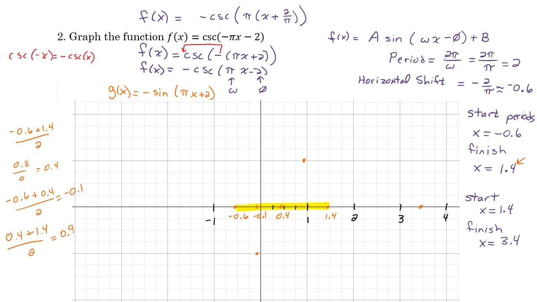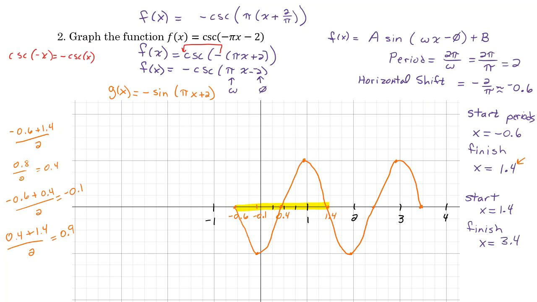All right, so let's go ahead and put in the other important points for the next period. If I add 0.5, I'm going to be at my minimum. That's 1.9. And then at 2.4, I'll be back at 0. And then at 2.9, I'll be at my maximum. And then we can sketch this in. Now remember, this isn't our final graph. This is our sine graph, which is going to help us figure out our cosecant graph.